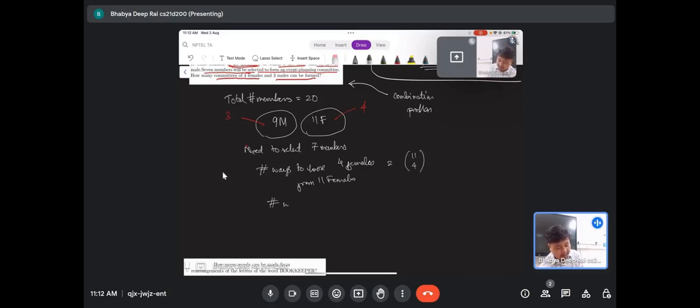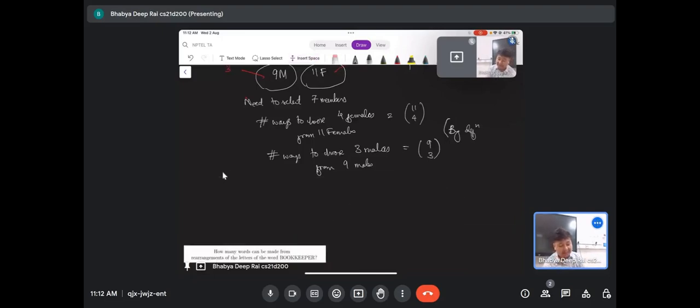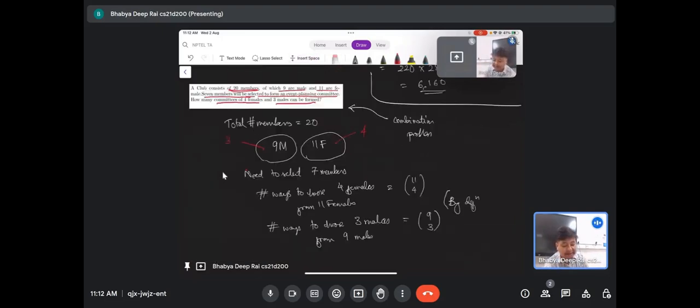Similarly, number of ways to choose 3 males from how many? 9 males is equal to 9 choose 3 by definition. Right? By definition. So again, now we need to combine these two. Now, looking at this question, think about whether we need to use the sum rule or the product rule.